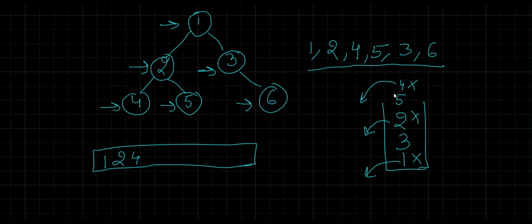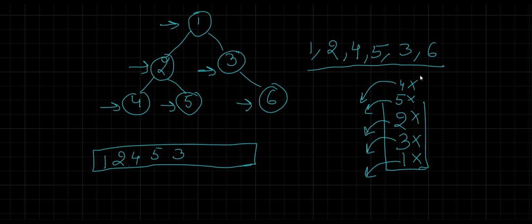Now what comes next? What is the top element? That is 5. Same thing we will do. We will place it inside the result list, and check whether it has any right or left child. No. We have removed it as well. Now what comes next? The top element is 3, right? So we will remove 3 from the stack, add it to the result list, and check whether it has any right or left child.